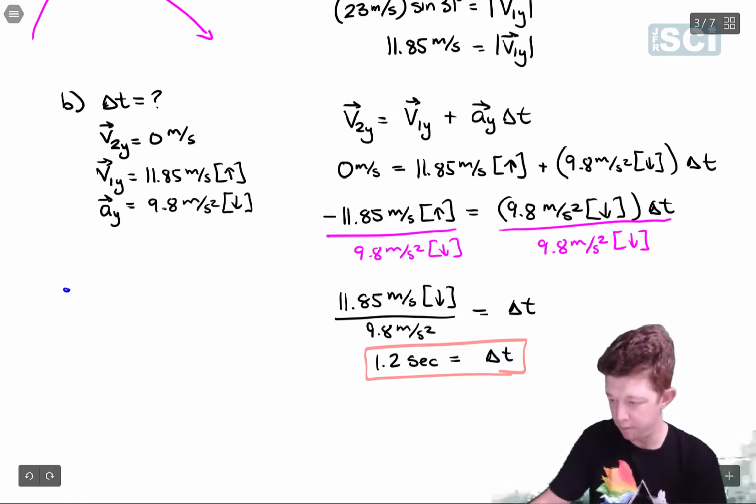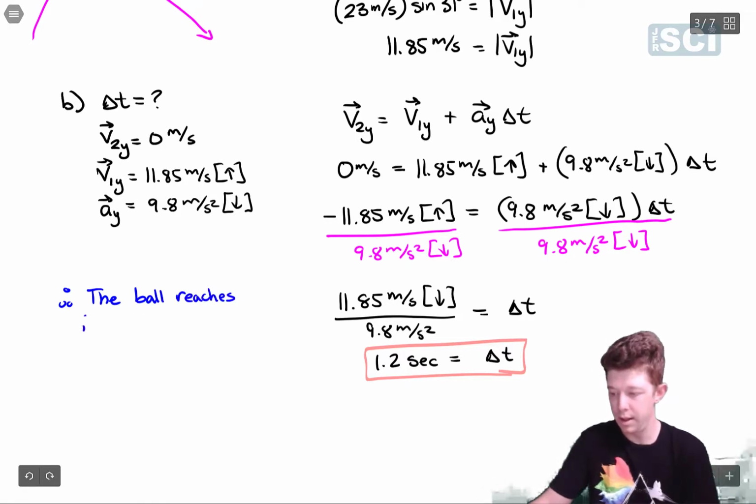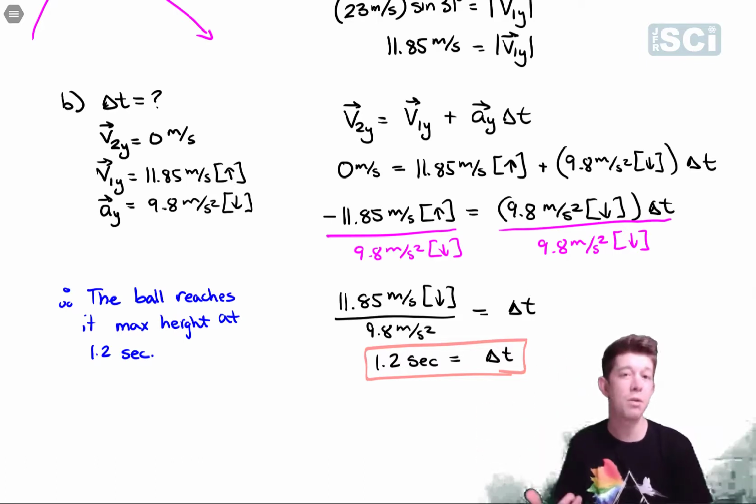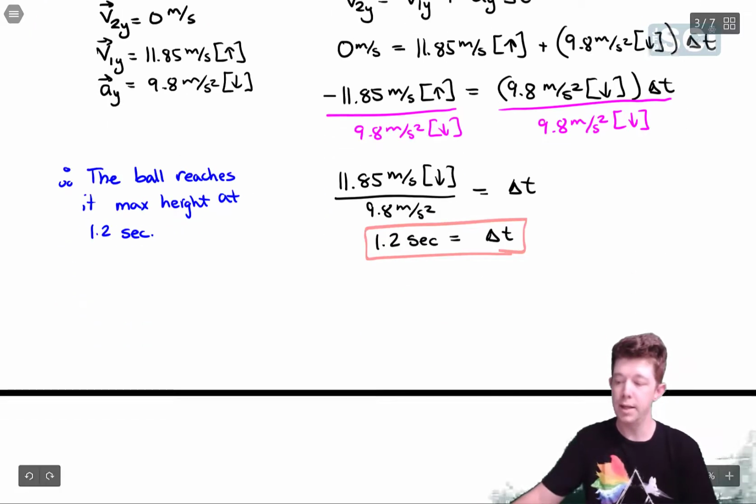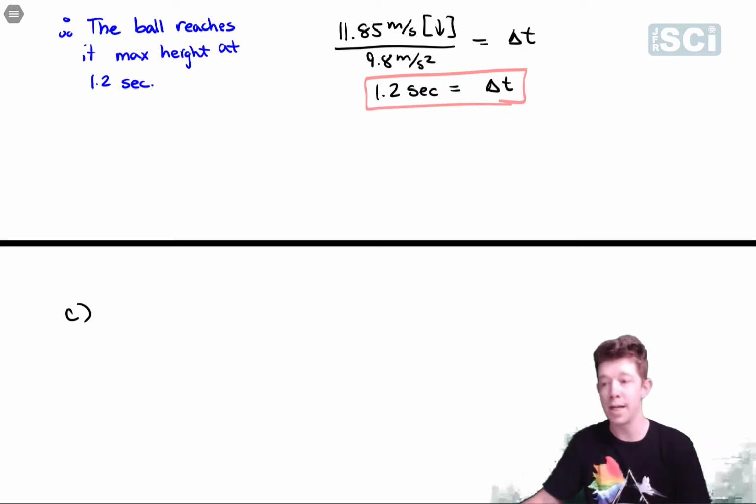So I can say, therefore, the maximum time the ball reaches its max height is at 1.2 seconds. Okay, so now we have an expression for the time that it takes to get to the maximum height. So it would be double that time, 2.4 seconds, for it to arrive back down to the surface of Earth. But we're not asked to find that. Part C is asking us to find out how high does it go at its maximum height.